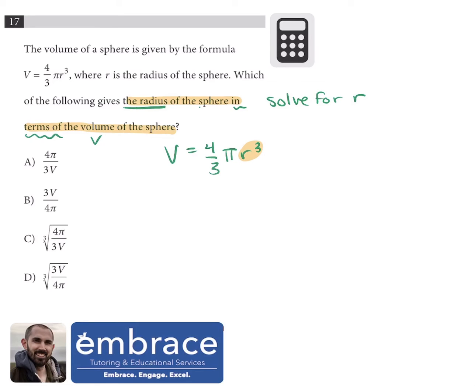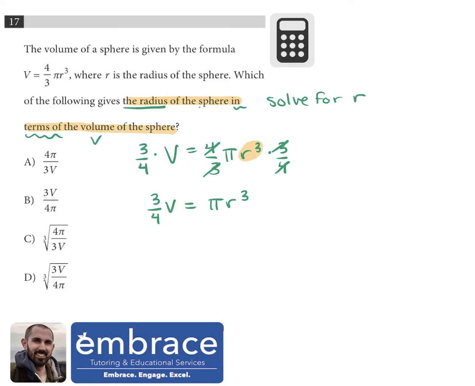All right, so the first thing I notice is that we're going to try to get rid of the 4/3. In order to do that, we have to multiply both sides by the reciprocal, which is the same as dividing both sides by 4/3. If we do that, the 3/4 is going to cancel with the 4/3, and we're left with 3/4 v equals pi r cubed.